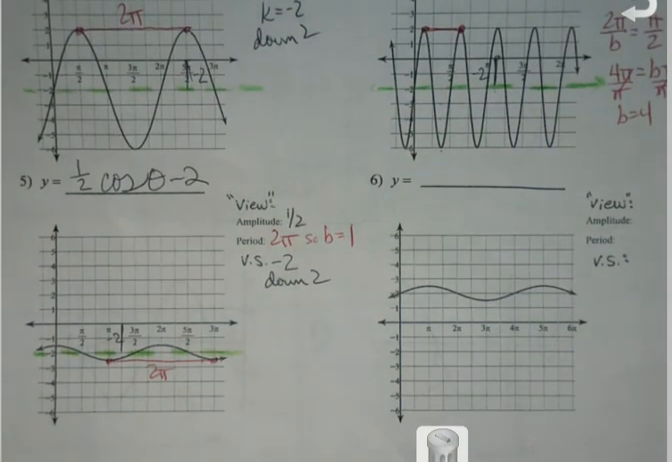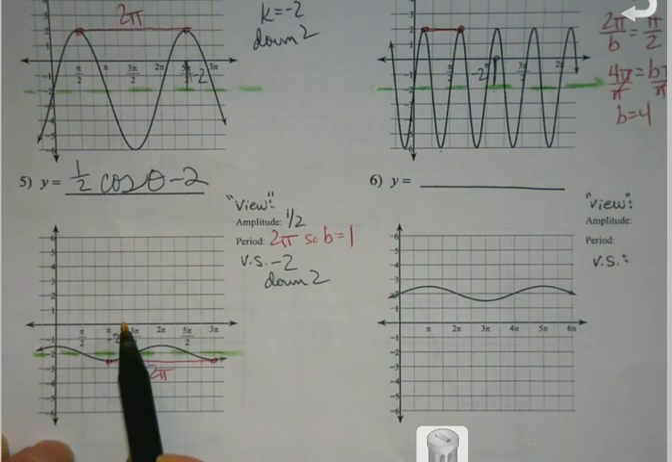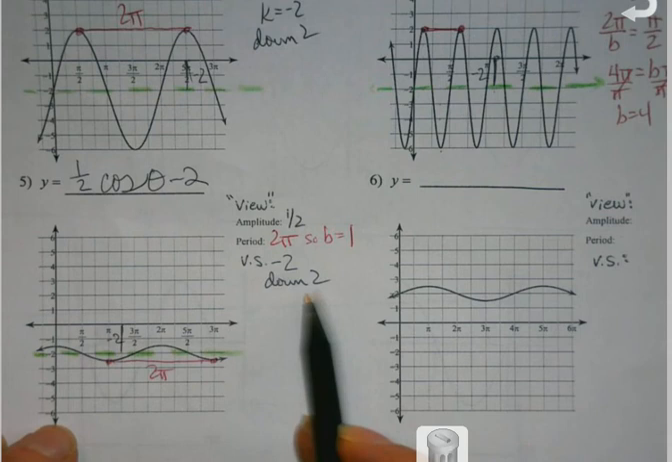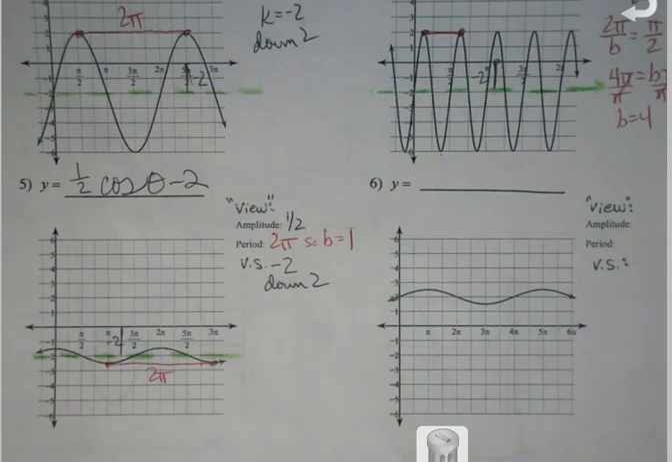It's not going to shift it. It's not going to squish it. It's not going to open it at all. And then to get from my x-axis, my baseline, to my new center line, I went down 2, which would mean I'd have a vertical shift of -2. So we should have 1/2 the cosine theta minus 2.